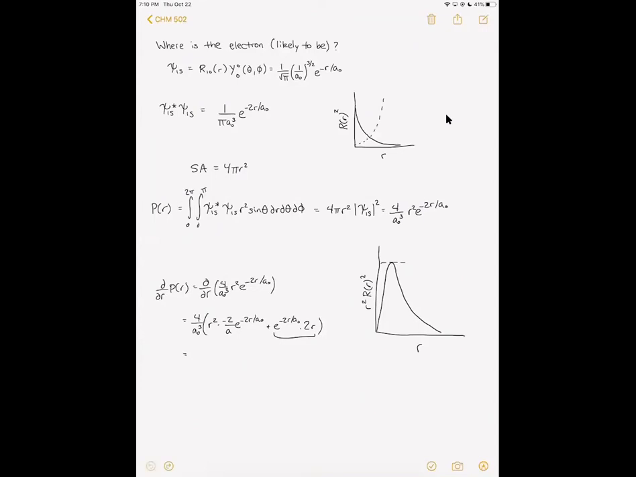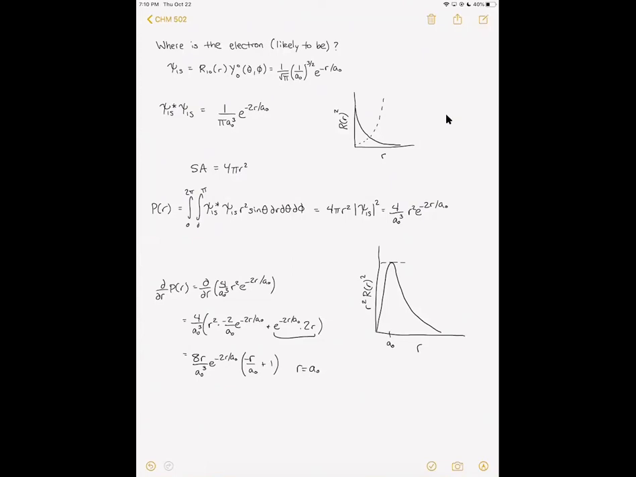So I'll get an 8. So I have 8r over a naught cubed e to the minus 2r over a naught, and what's left inside is going to be minus r over a naught plus 1. So here, this function will equal 0 when r is equal to a naught. And so that means this value of a naught is our most likely position to find the electron at. And this corresponds to the Bohr radius, a naught.